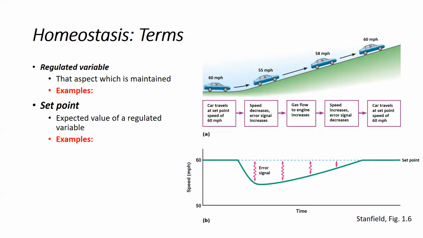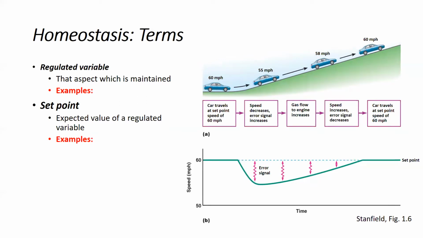Now, with regards to homeostasis, let's look at some terms. The first one is the regulated variable. The regulated variable. And in our scenario with the car, this is the aspect that we wanted to maintain. So what would that have been with our car scenario? What was the aspect that we wanted to maintain with that scenario? Our speed.